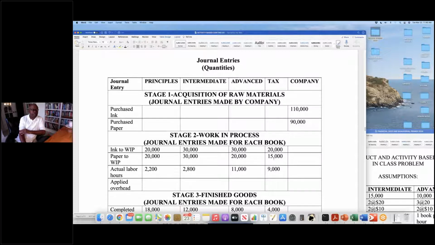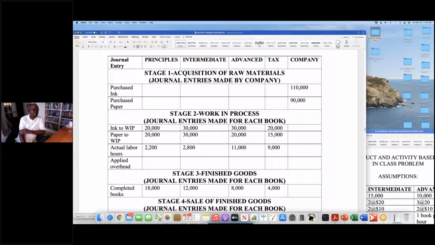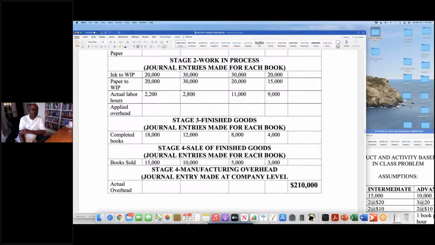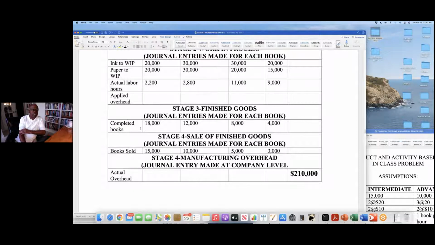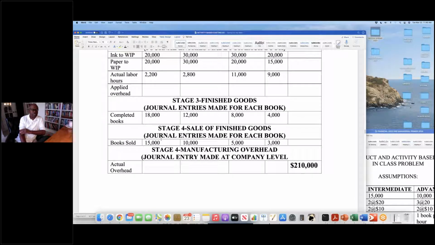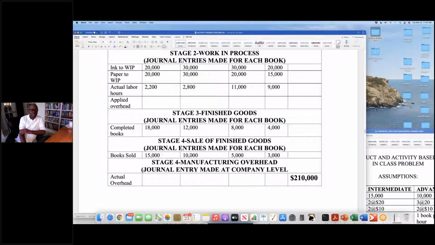Then we get to stage 2, the appropriate team who has principals, intermediate, advanced, and tax. They make these 3 journal, the stage 2 journal entries: ink, paper, labor, overhead. Then they go on to completed books and they make the transfer to finished goods. They go on to stage 4, books sold, and they make the journal entry to all the books. They would have applied overhead all the way through.